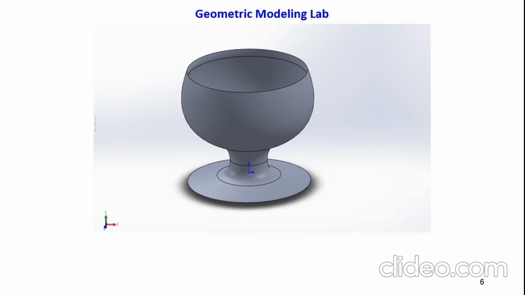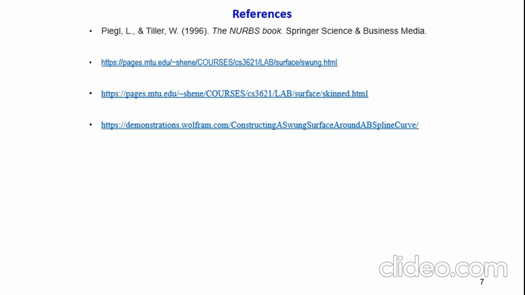Now is the GM lab. I will show the model for the geometric modeling. So this is a model which I designed for the GM lab. So this is an example model for the surface curve and skin smooth surface. So this is a reference which we used for this presentation. Now I will show you the model which I designed in SolidWorks.